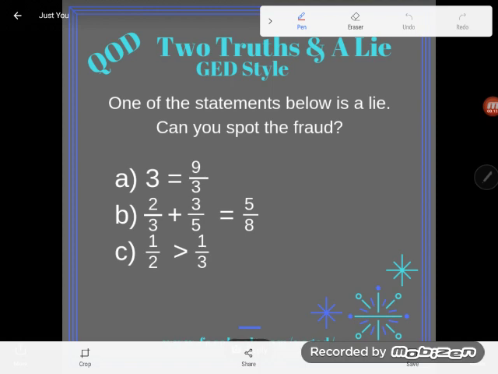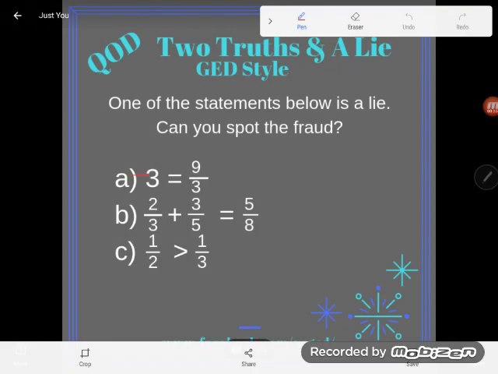I want to talk about fractions because, like the last example question of the day we did with terms, fractions are another area that people really screw up. So one of the statements below is a lie. Can you spot the fraud? Let's take a look at these statements here.